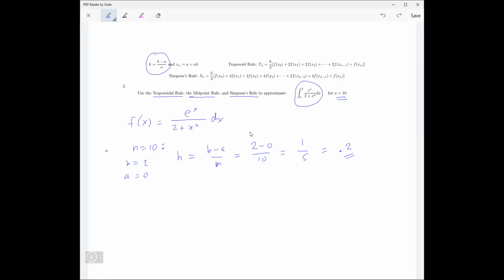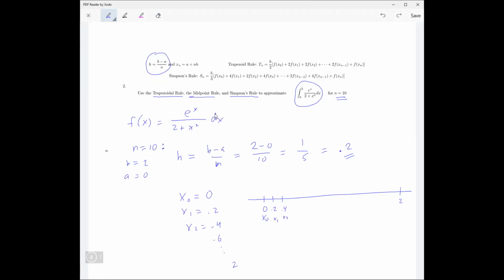Hopefully you guys have access to Excel, because I'm going to do this in Excel to show you. But I'm going to do a lot of preliminary stuff to show you what's going on. So x sub 0 is going to be 0. x1 will be 0.2. x2 will be 0.4. So basically, you're integrating from 0 to 2. x2 will be 0.4, and so on, 0.6, and all the way up to 2.